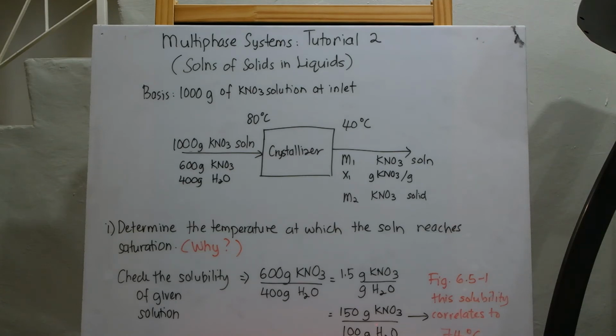So it will be saturated if you have this much salt in water. It is actually saturated at 74 degrees Celsius. But we look at the operating temperature, it is 80 degrees C. That's why we do not have any solid yet, because at 80 degrees C the solubility is higher. You start to become saturated at 74, but at 80 degrees C it is still not saturated. That's why it is still in a solution.